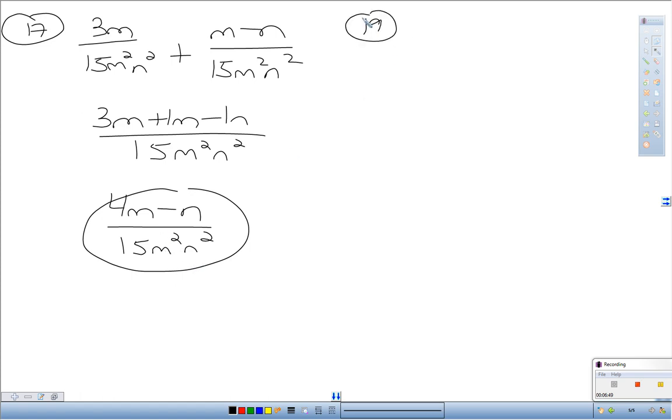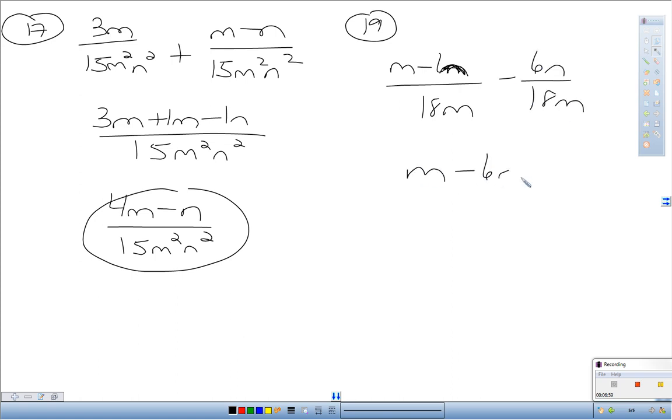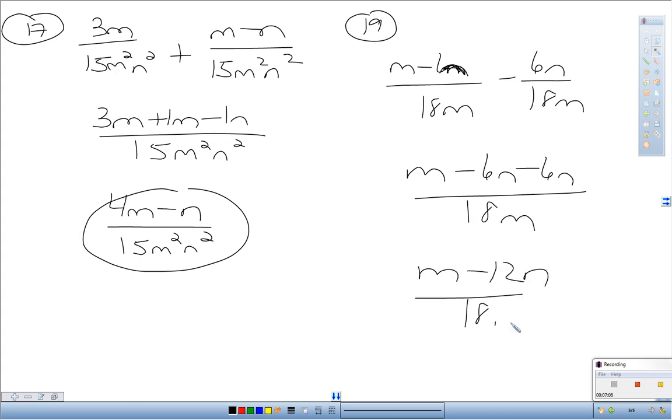For number 19, thankfully, again, they have the same denominator. That's a 6n over 18m minus 6n over 18m. So that gives me m minus 6n minus 6n over 18m, which gives me m minus 12n over 18m. So again, you can only add or subtract if they have the same denominator.